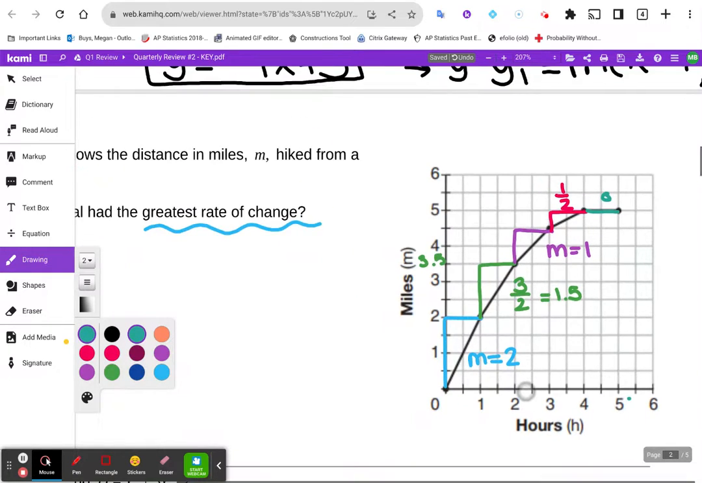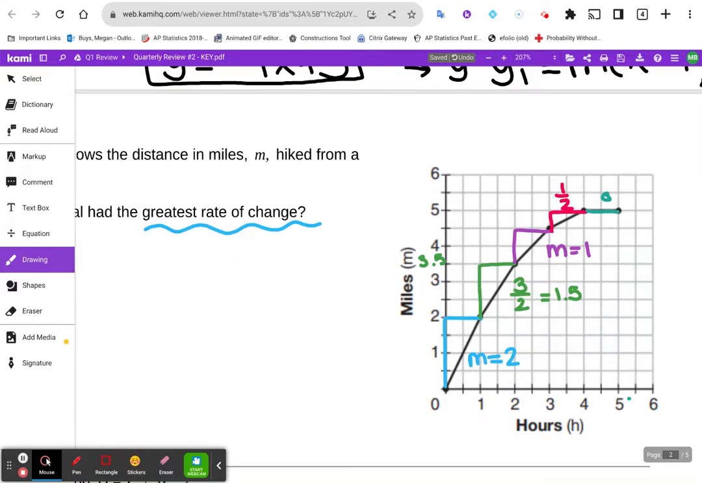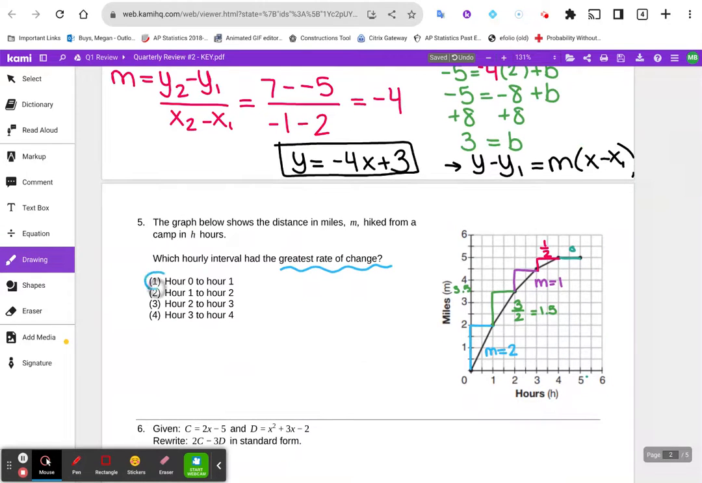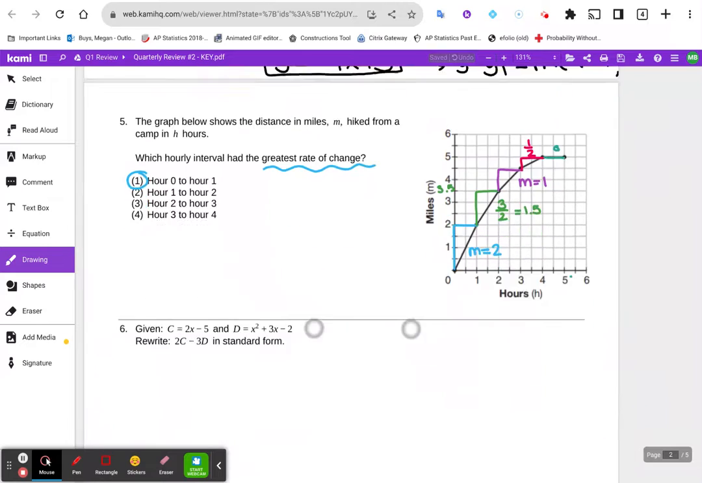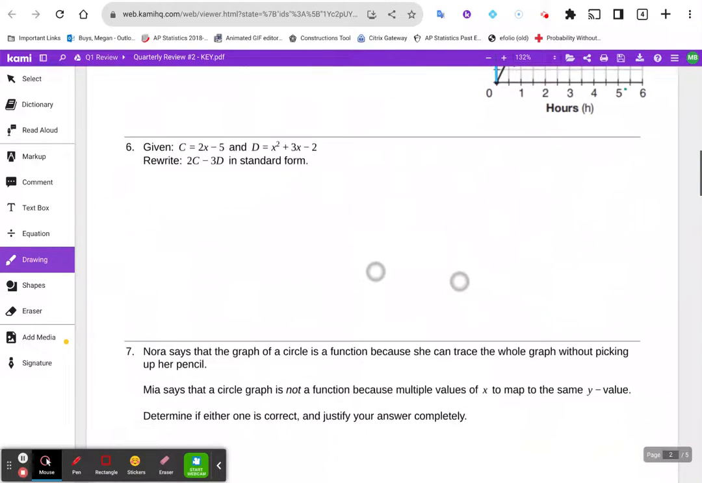So the greatest rate of change was our first one, up 2 over 1. You can see that, and you can count the slope, because remember, the slope is the change in y over the change in x. You could calculate each point, but we could just look at the graph. We have it there to choose from.